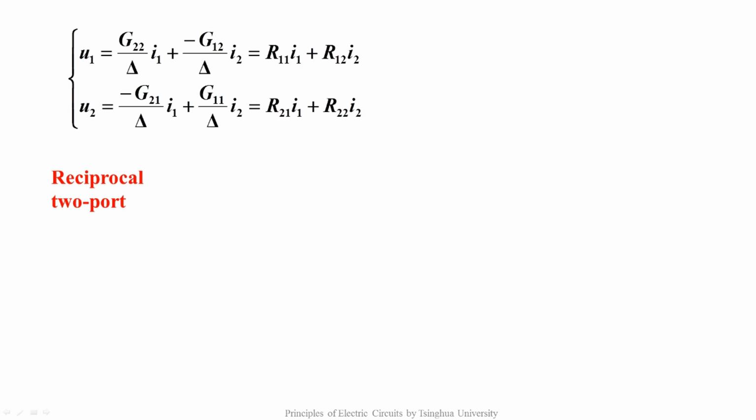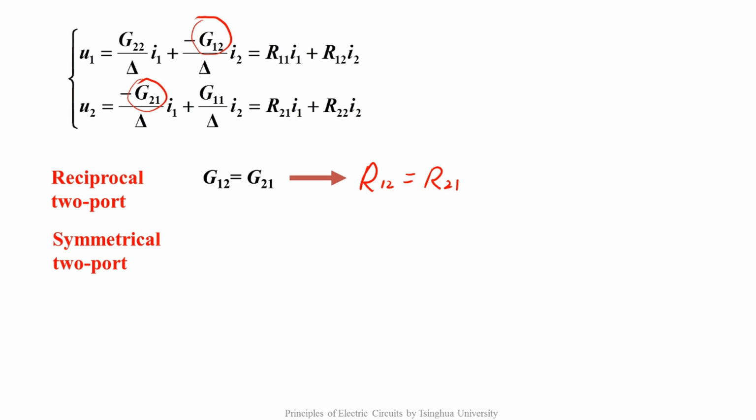We've known for a reciprocal two-port network, G12 equals G21. According to the relationship between the G parameters and the R parameters, we get R12 equals R21. This is the condition that the reciprocal two-port's R parameters should satisfy.